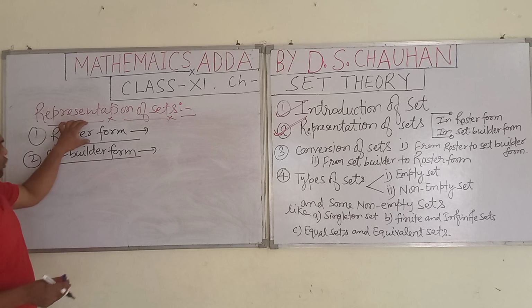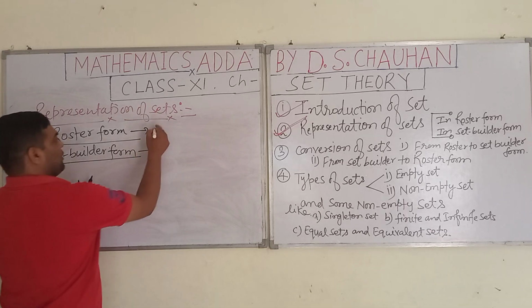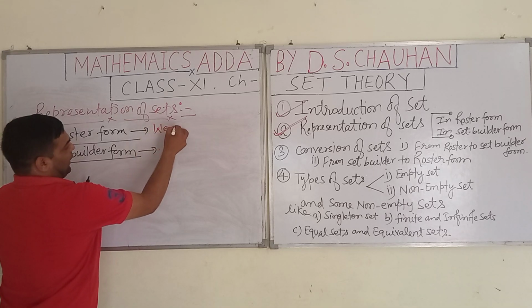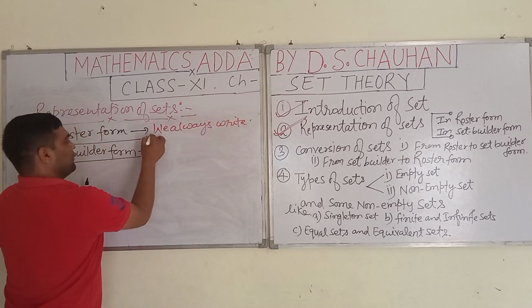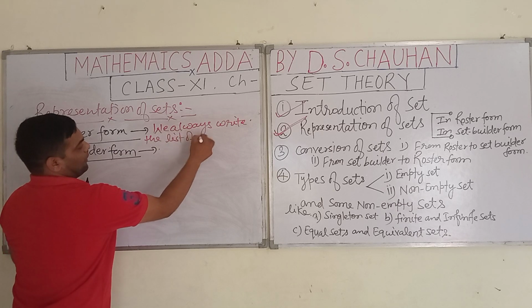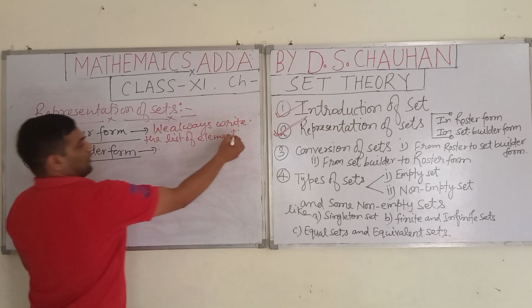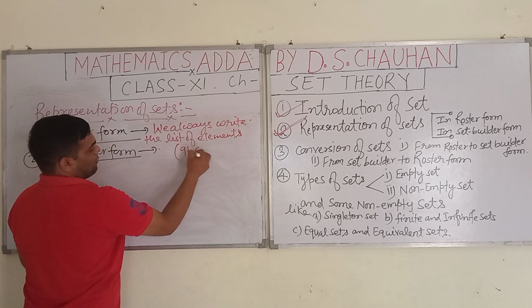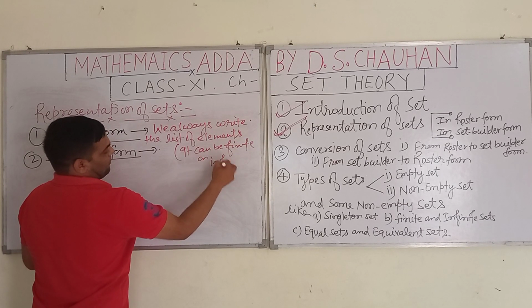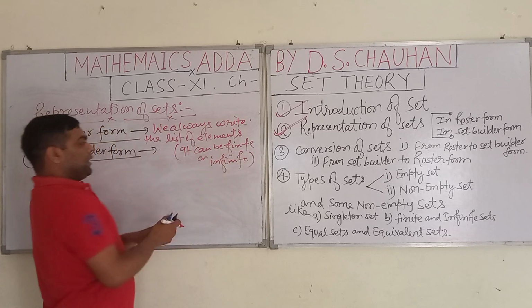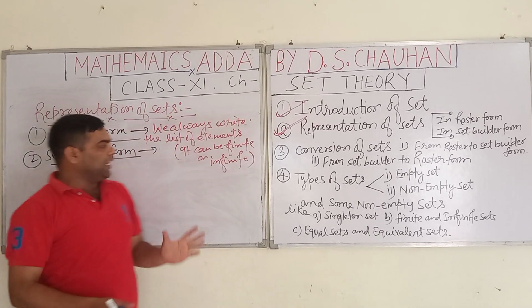Roster form. In roster form, we always write the list of elements or entries. List of elements can be finite or infinite. In the finite we can count the elements, in the infinite we cannot count the elements.